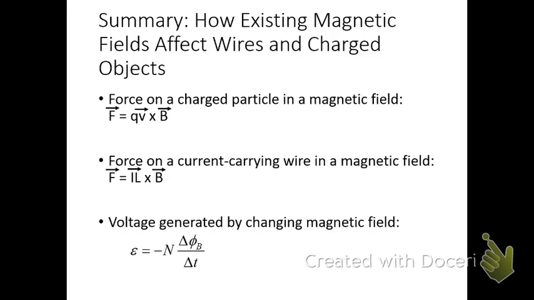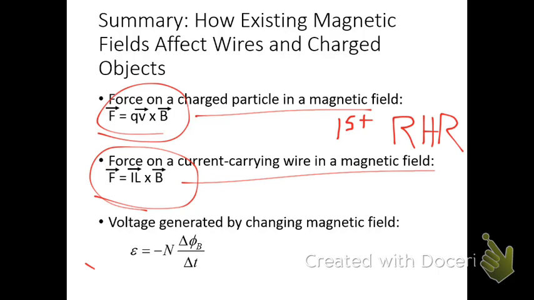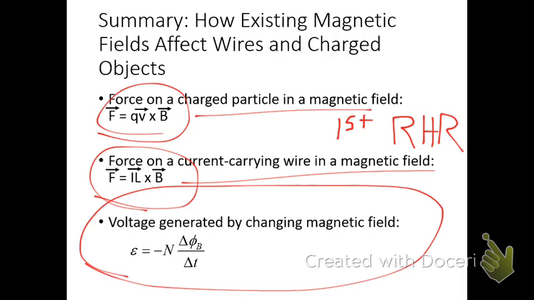Sweet. All right. So in summary, magnetic fields can affect wires and charged objects. If it's just a charged particle moving through a magnetic field, F equals qv cross B. If it's just a wire and it's going through a magnetic field created from somewhere else, F equals IL cross B. Both of these things use the first right-hand rule. You can also generate a voltage by a changing magnetic field through Faraday's law.